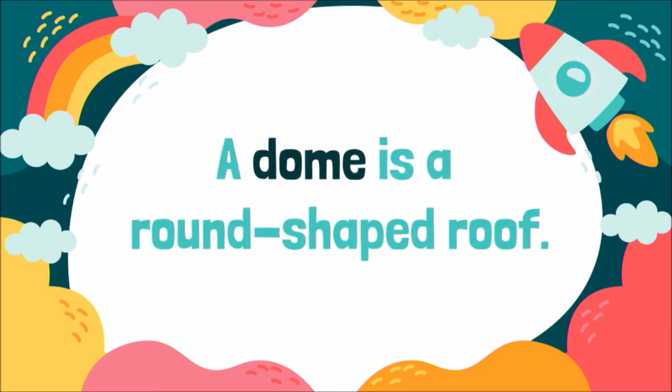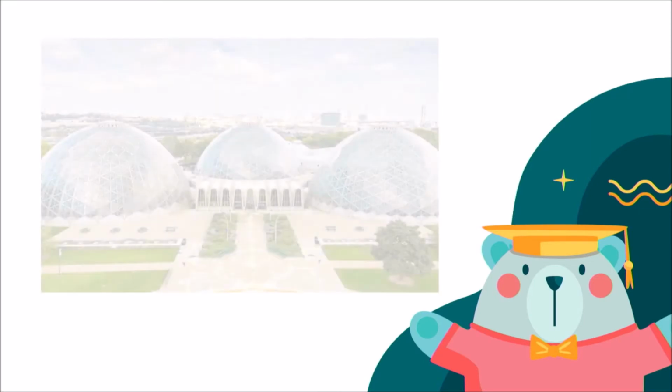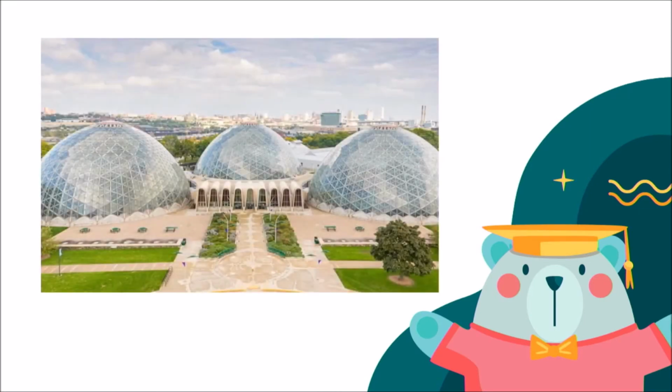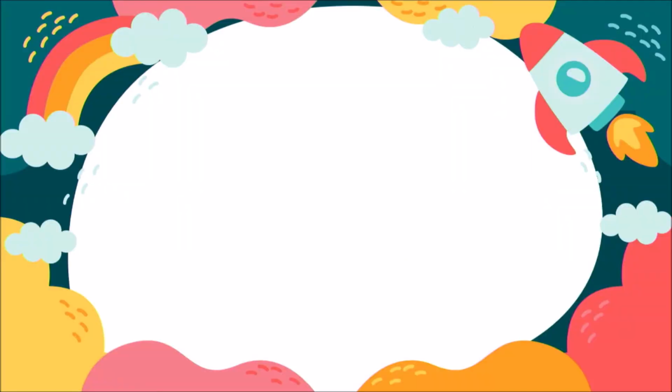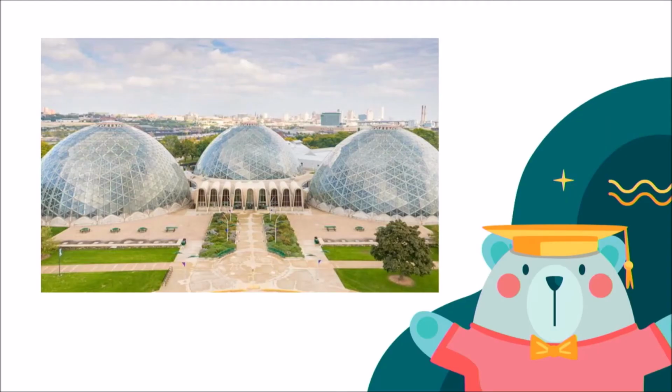Next, a dome is a round-shaped roof. Kindly look at this picture, kids. As you can see, the roof is round. So this one is an example of a dome.